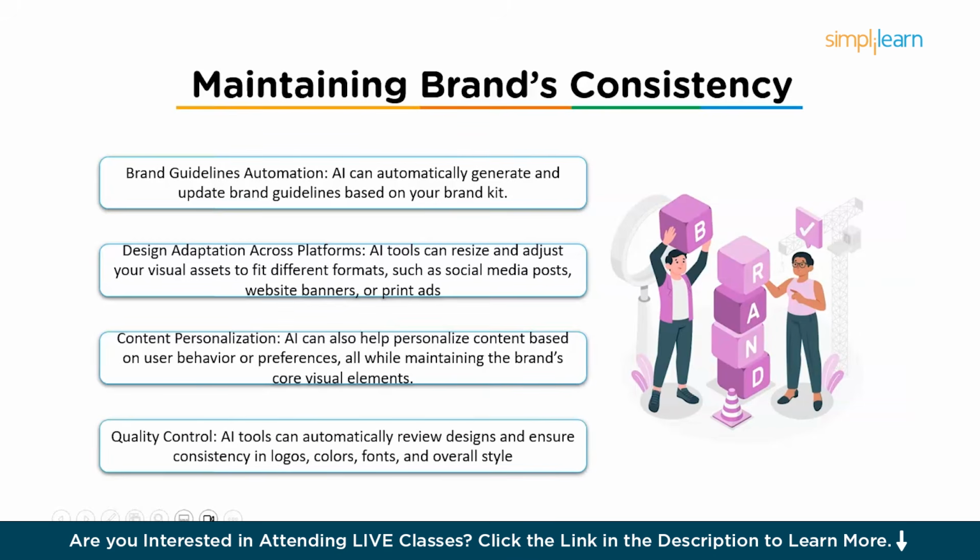Then we have quality control. So AI tools can automatically review designs and ensure consistency in the logos, colors, fonts, and the overall style. They flag the inconsistency or errors that might occur, providing a higher level of quality assurance. So AI removes the guesswork in maintaining consistency, offering designers and marketers a smart, scalable solution to ensure the brand identity is unified across all the touchpoints. Now we will get to see the AI tools that are really very helpful for the graphic design in the next chapter.